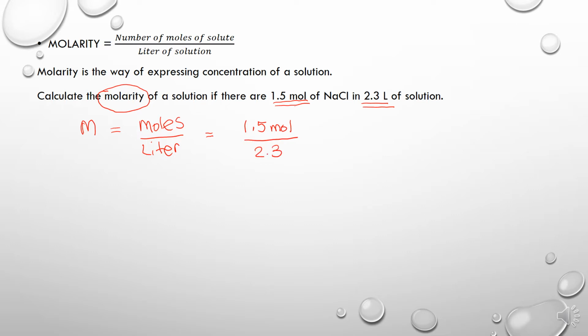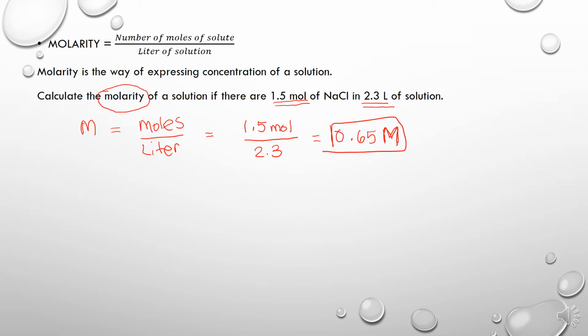2.3. I'm going to do a quick calculation. On my calculator, I'm going to plug in 1.5 divided by 2.3. That gives me 0.65 molar solution. So that's an uppercase M. And that's your final answer.